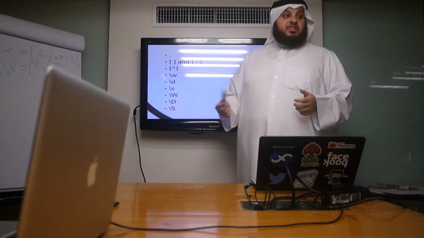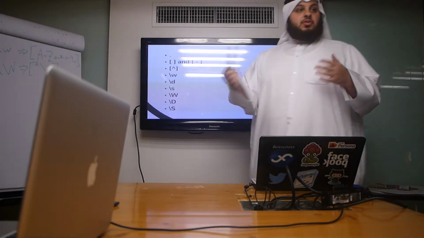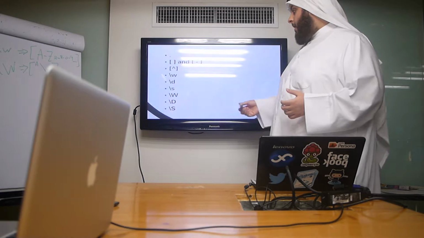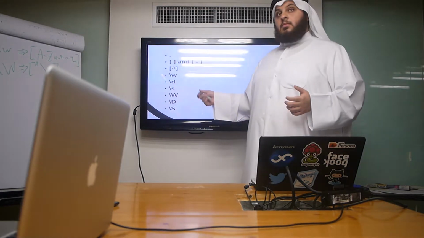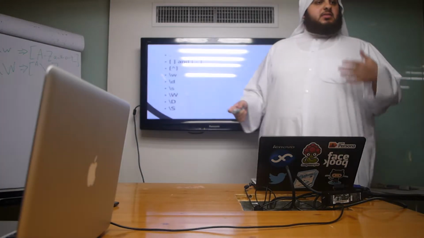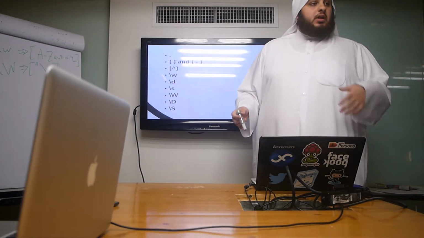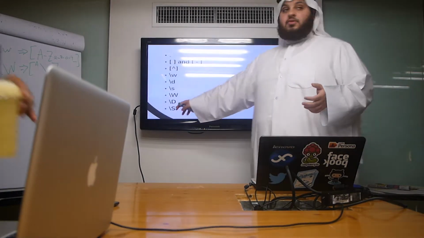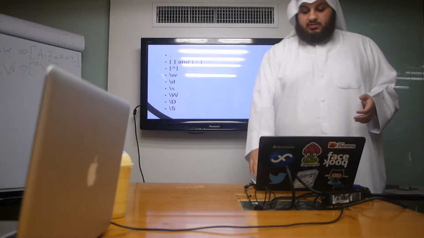And d stands for digit, so 0 through 9. Capital D stands for anything but a digit. s stands for space, tab, new line, all these. White space, exactly. And capital S stands for anything but a white space character.